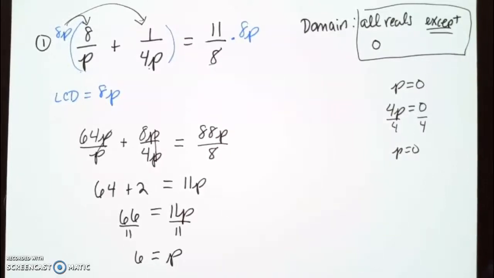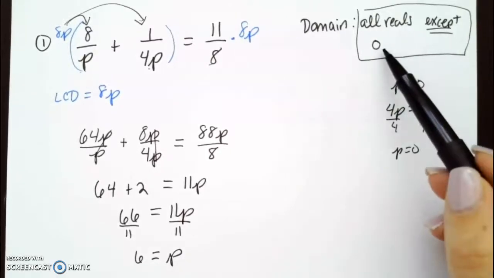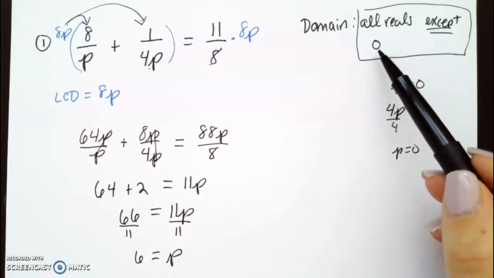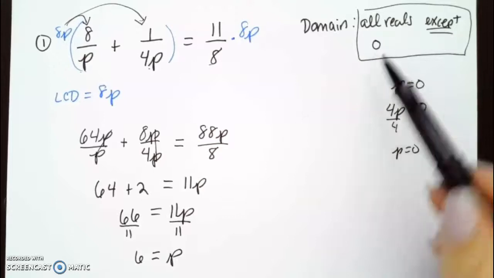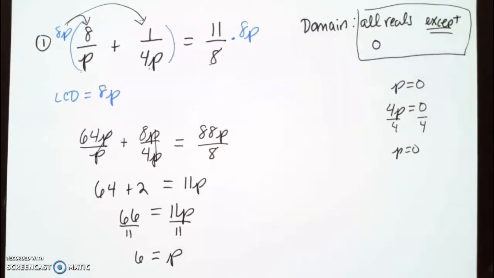I want to check my solution with the domain, make sure that it's not one of the values that I need to exclude, that's not going to make my equation undefined, and it isn't. So 6 is not equal to 0, which is good.